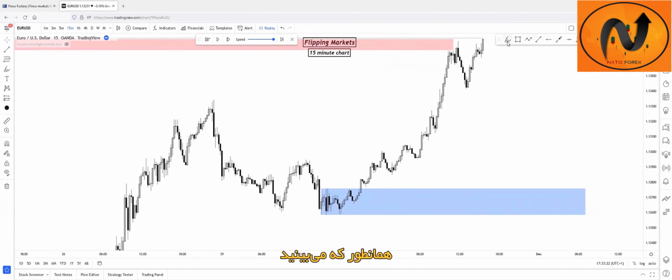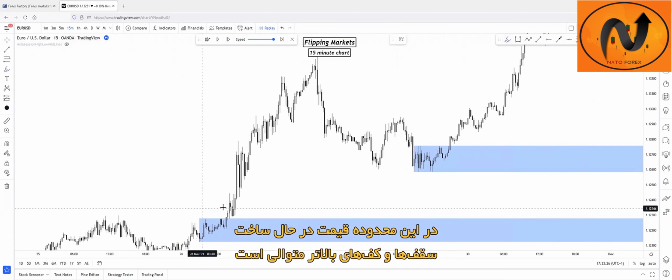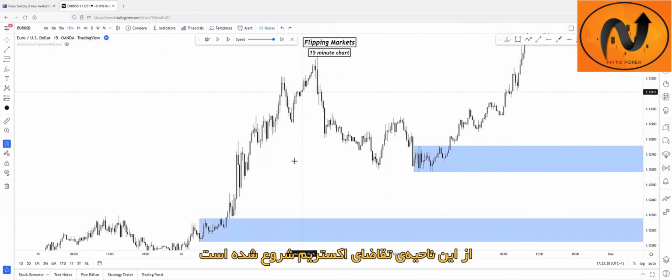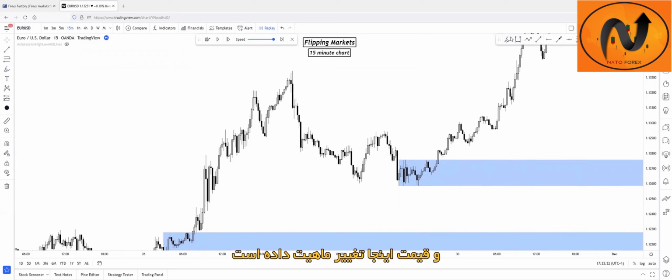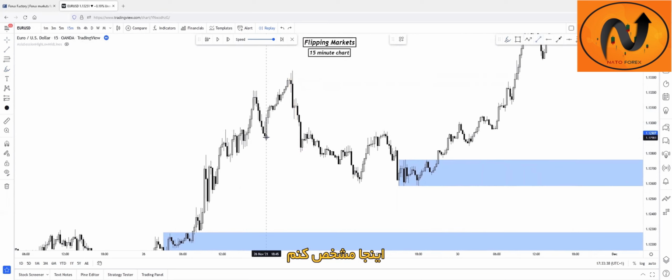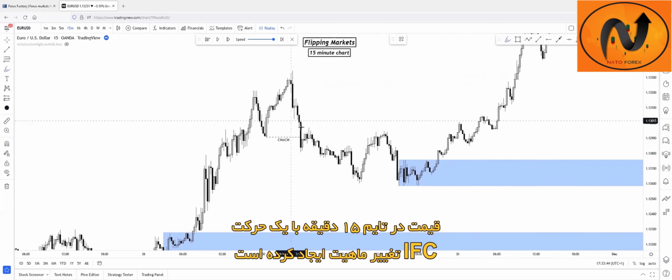As you can see, price was creating a series of higher lows, higher highs and higher lows in this region, starting from this extreme demand zone. And actually price changed character here on the 15-minute. This is a 15-minute change of character. I will just mark it here as a change of character down. So price changed character on the 15-minute chart with an inefficient push, as you can see.